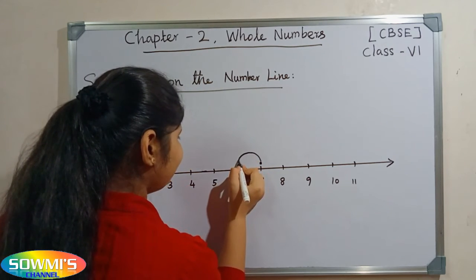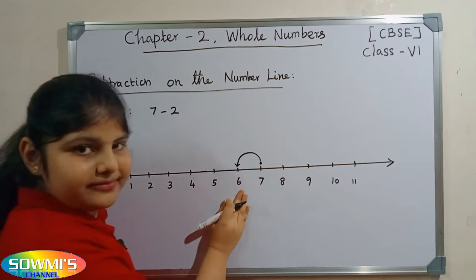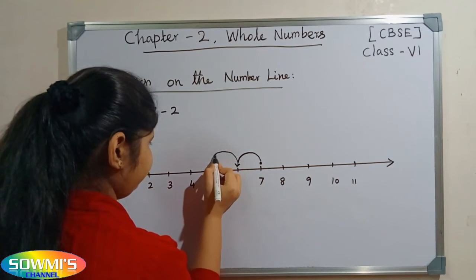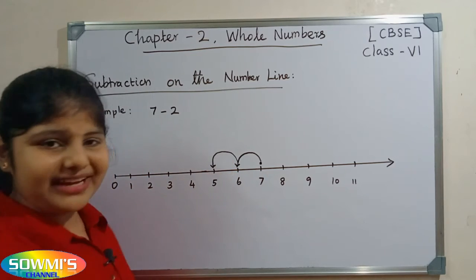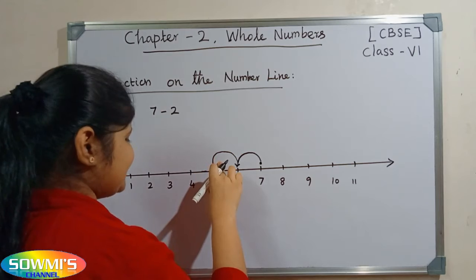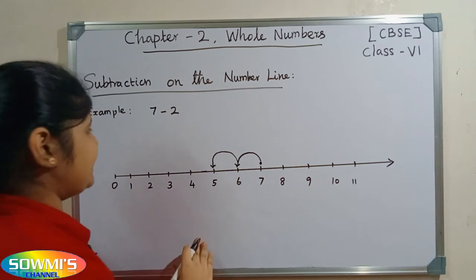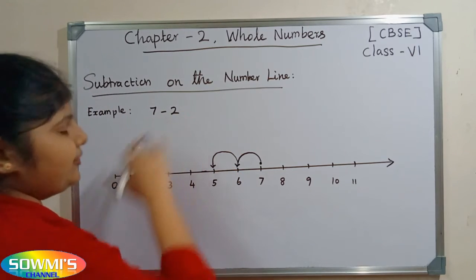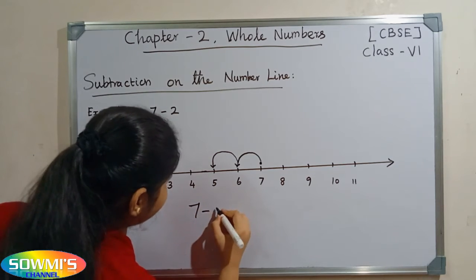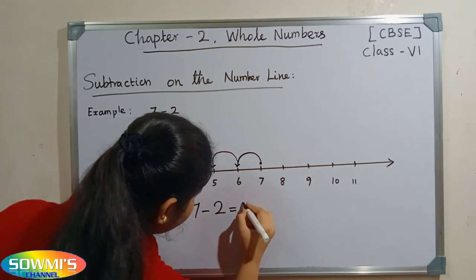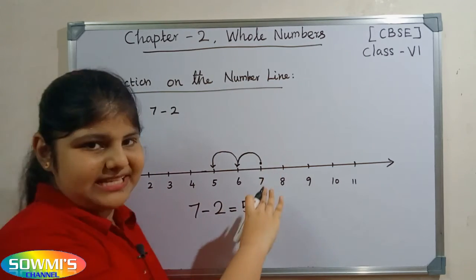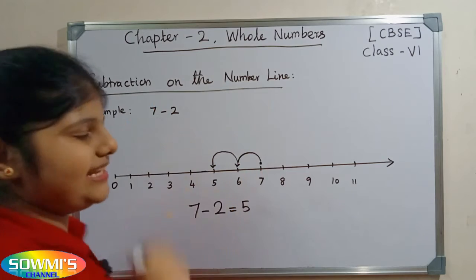So 7 to 6, 6 to 5. So now we have completed 2 jumps. So we have reached 5. So when we subtract 2 from 7, our answer will be 5. So this is the way of representing subtraction on the number line.